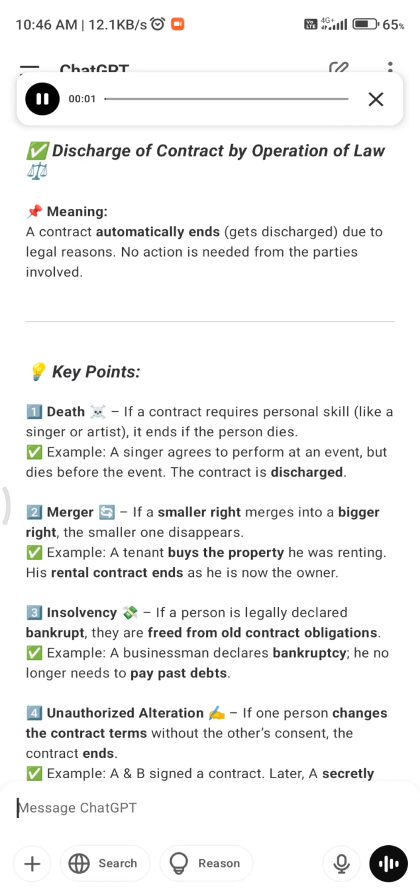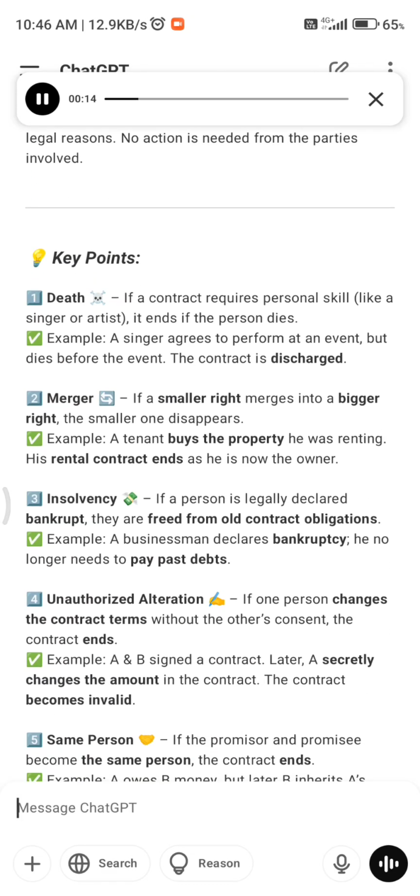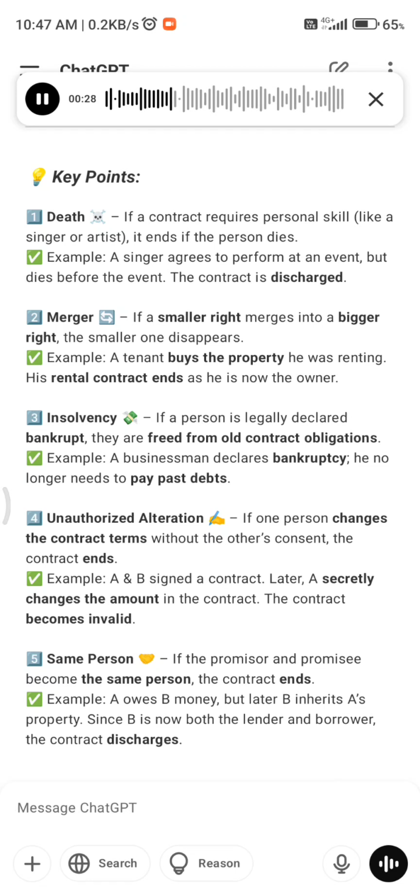Discharge of contract by operation of law. Meaning, a contract automatically ends, gets discharged due to legal reasons. No action is needed from the parties involved. Key points. 1. Death. If a contract requires personal skill, like a singer or artist, it ends if the person dies. Example: a singer agrees to perform at an event but dies before the event. The contract is discharged.